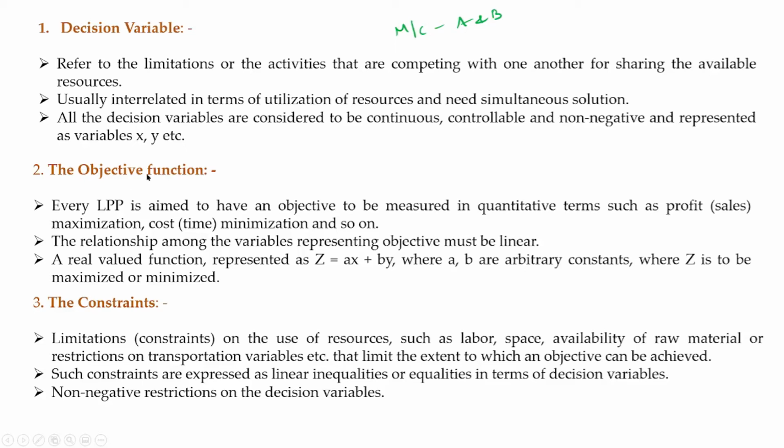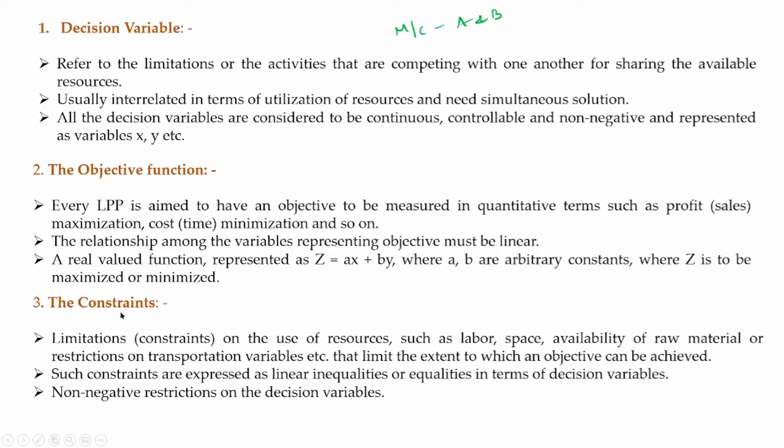And then we have the objective function. Every linear programming problem is aimed to have an objective to be measured in quantitative terms. Now, this objective function can be either profit or sales maximization, or it can be cost or time minimization and so on. The next important assumption is that the relationship among the variables representing the objective must be linear and it is a real valued function represented as z is equal to ax plus by, where a and b are arbitrary constants, and we have this z to be maximized or minimized.